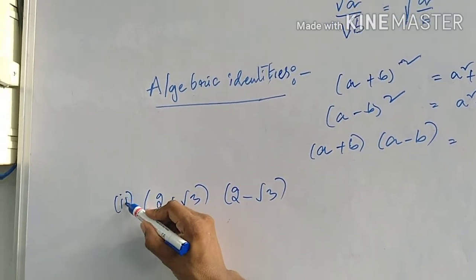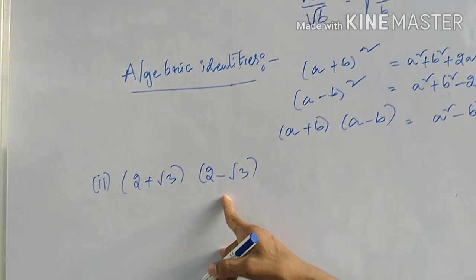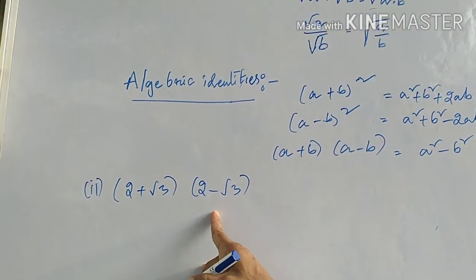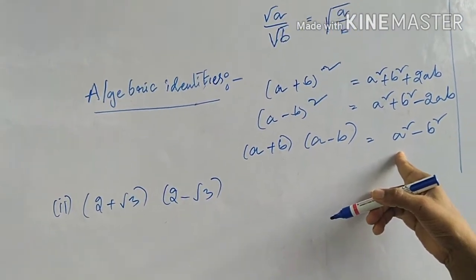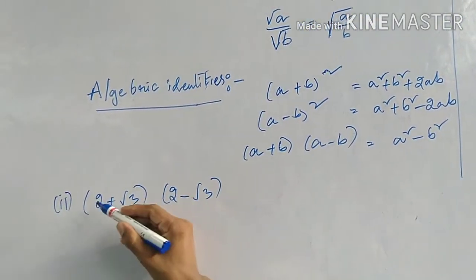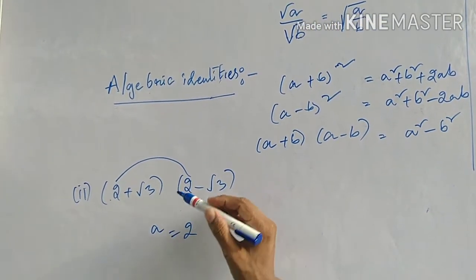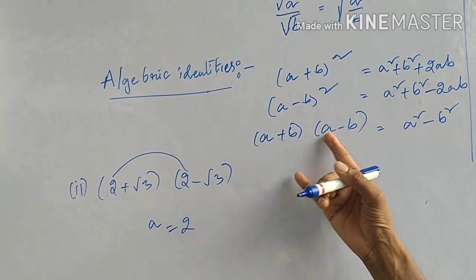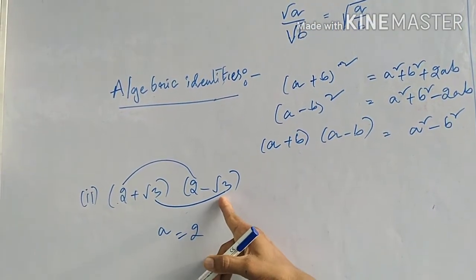Our next question is the second one. In example 15, 2 plus root 3 into 2 minus root 3. So it is of the form a plus b into a minus b. From algebraic identities, the result is a square minus b square. So here a is equal to 2 and b is equal to root 3.